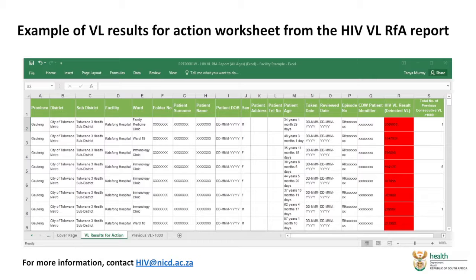This is what the report looks like. If you haven't seen it, it basically gives the district, the facility, the folder number, patient name, details, and then it'll say, these are the patients with high viral loads. And then we know, okay, pull those files, manage these patients. Because remember, it's an emergency. Okay.